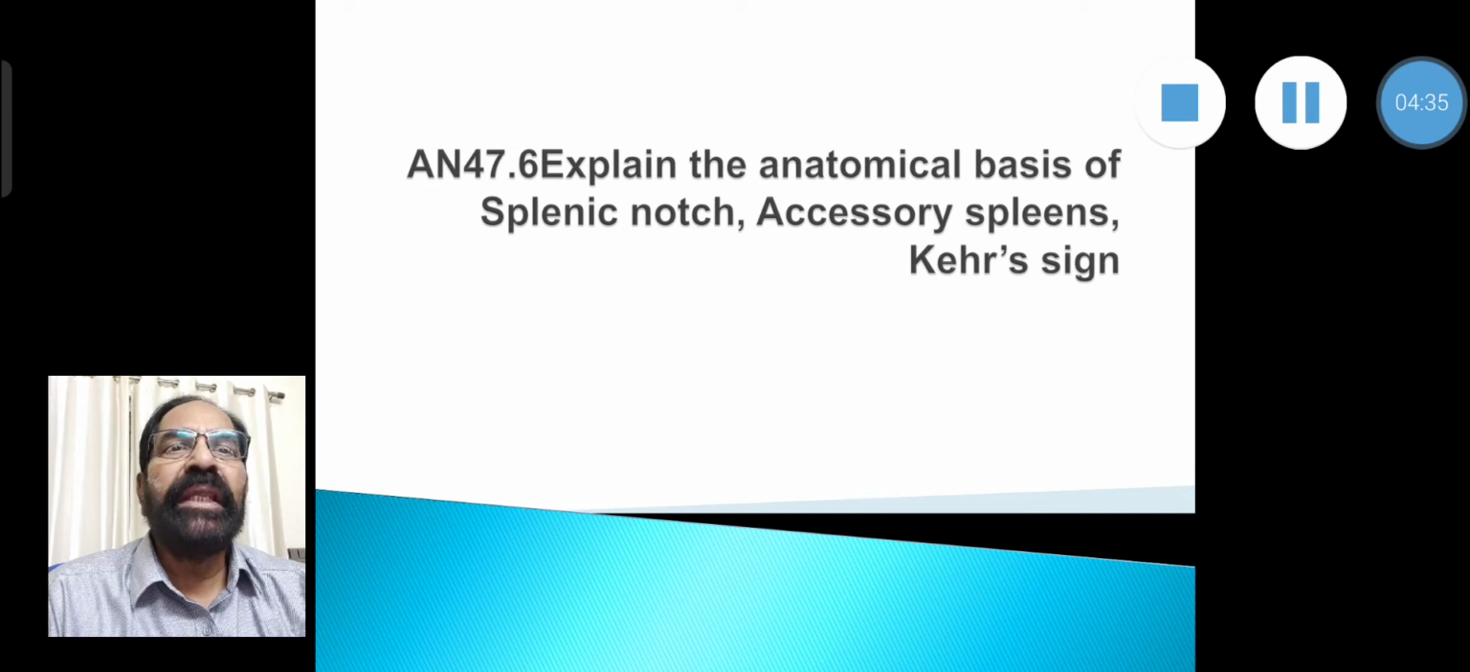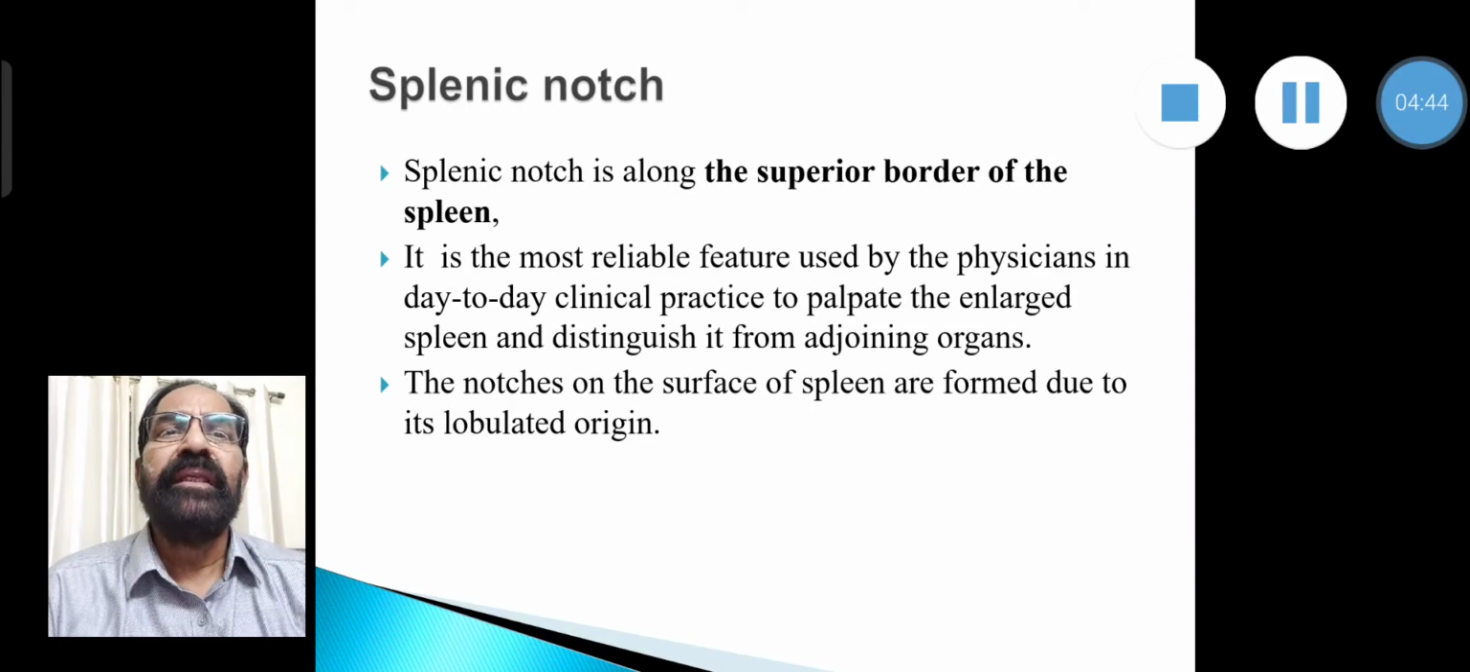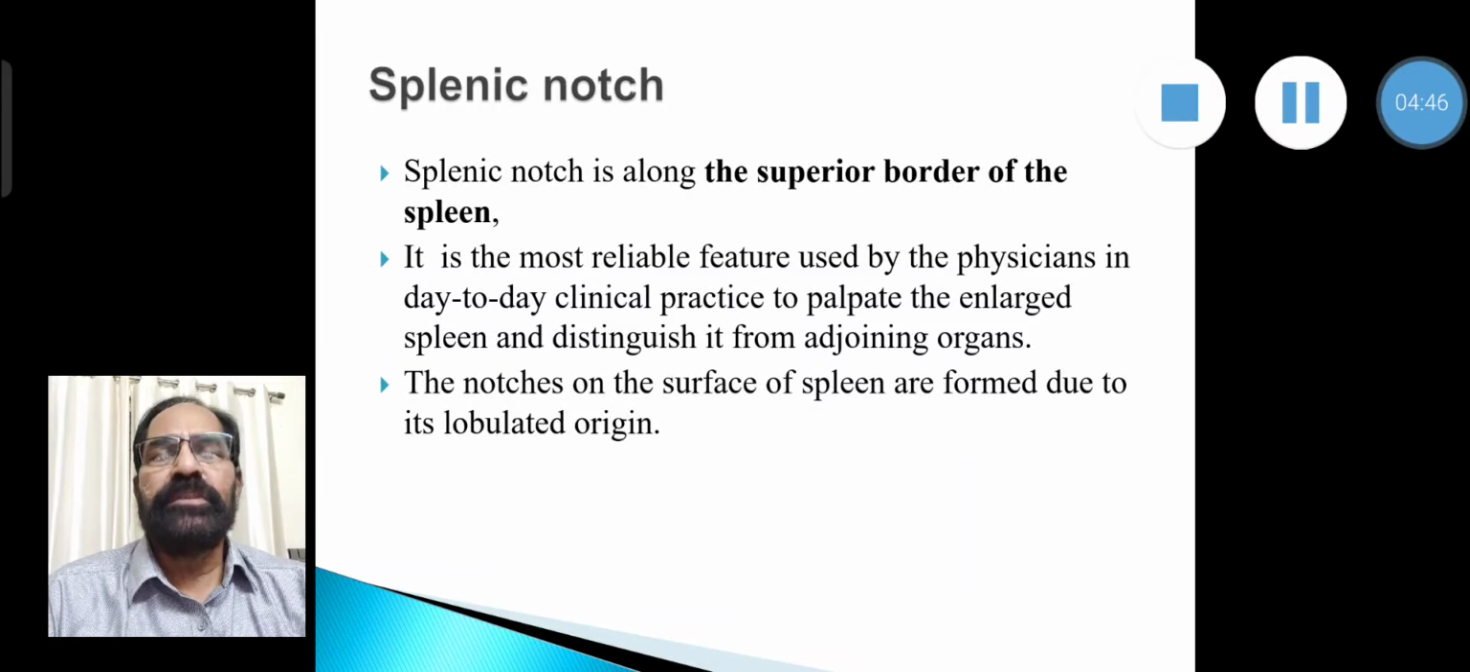Then we go to explain the anatomical basis of splenic notch, axis of spleen and Kehr sign. The splenic notch is along the superior border of the spleen. It is the most reliable feature used by physicians in day-to-day clinical practice to palpate the enlarged spleen and distinguish it from adjoining organs. The notches on the surface of the spleen are formed due to its lobulated nature.